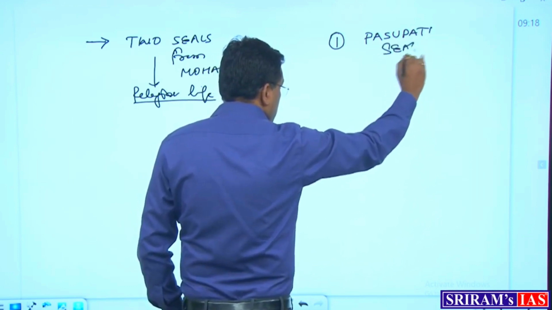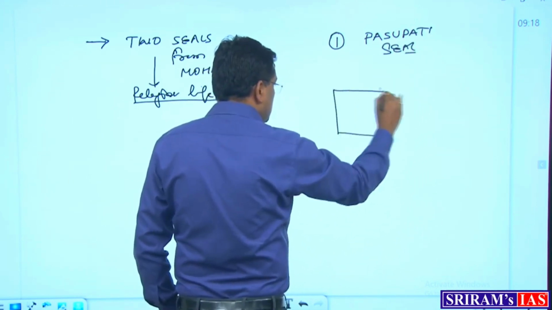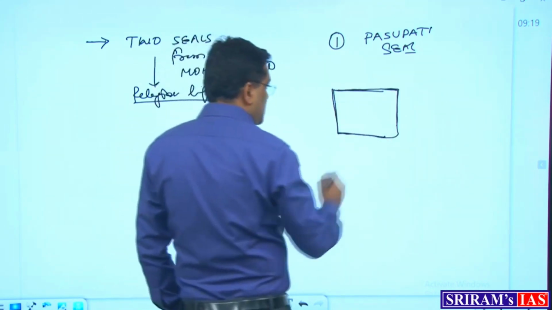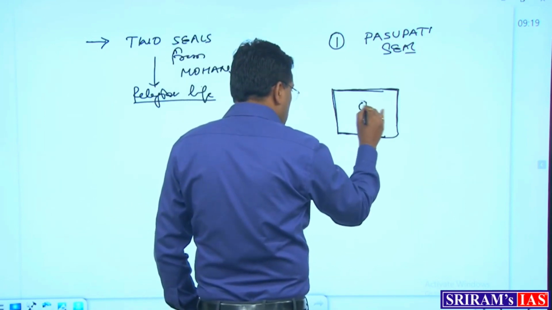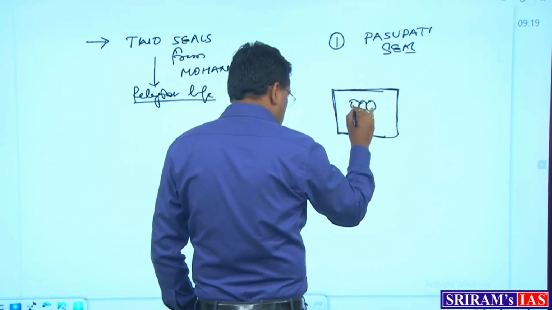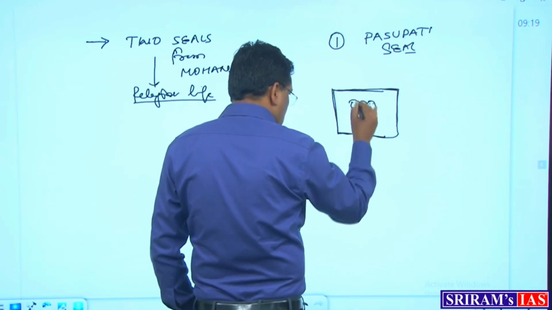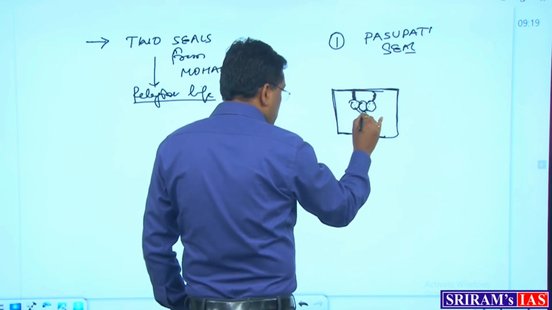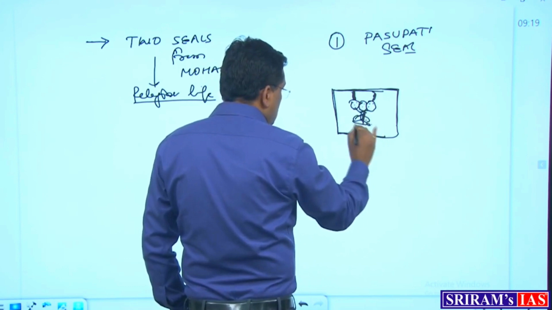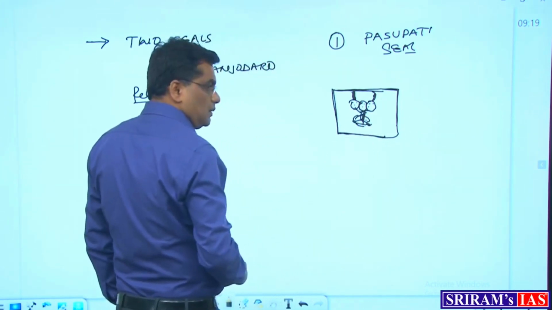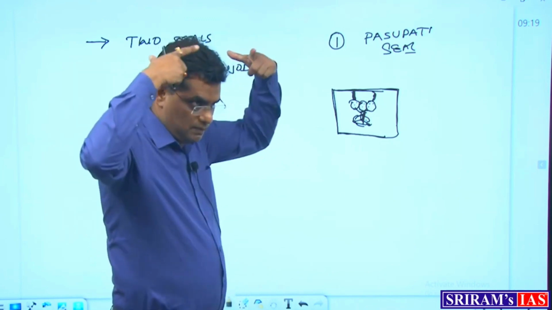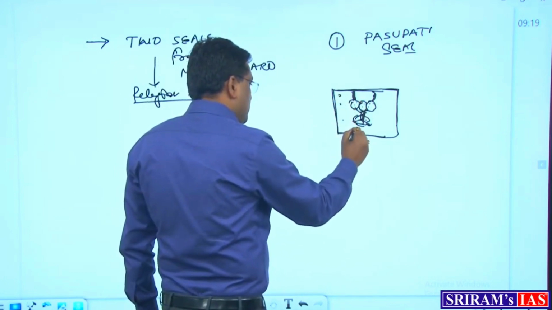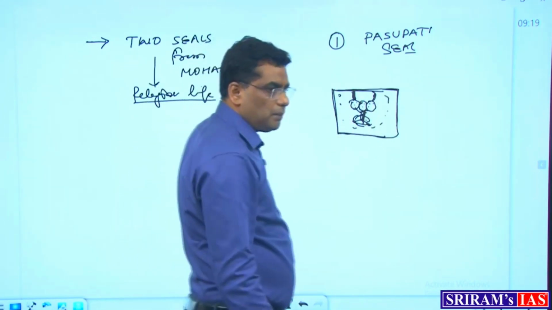Pashupati seal. In the Pashupati seal, there is a yogi sitting in a yogic posture with 3 heads and 2 horns, surrounded by animals. Pashupati, surrounded by animals.